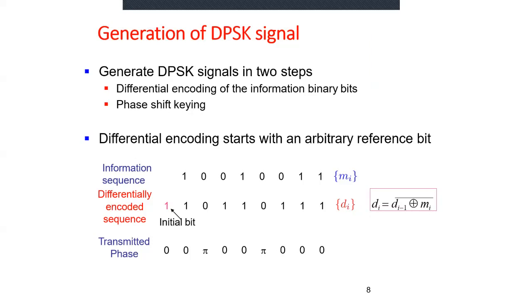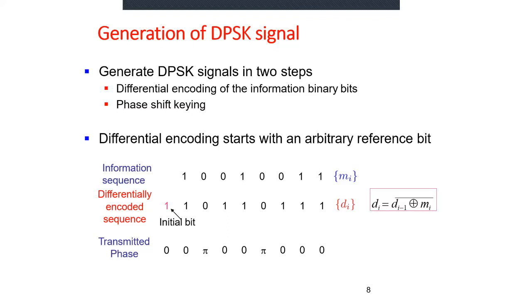So, has anybody done it? Take the initial bit as 0. So 0 XNOR with 1, I'm getting 0. Then this 0 XNOR with 0, I will be getting 1. Then 1 XNOR with 0, it will be 0. Then 0 XNOR with 1, it will be 0. Then 0 XNOR with 0, it will be 1. Then 1 XNOR with 0, it will be 0. Then 0 XNOR with 1, it will be 0. 0 XNOR with 1, it will be 0. Exactly, I'm getting the opposite, right?